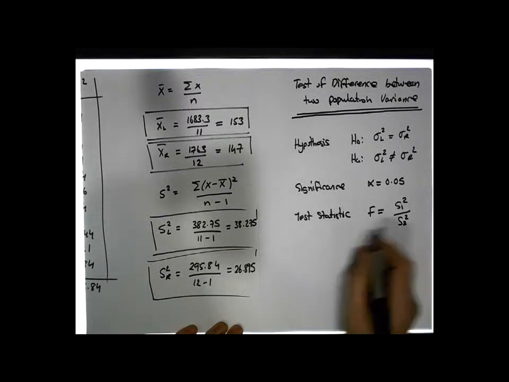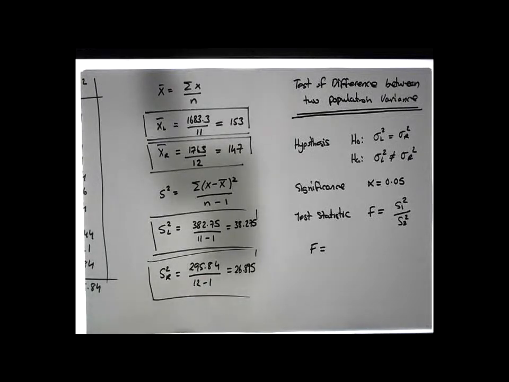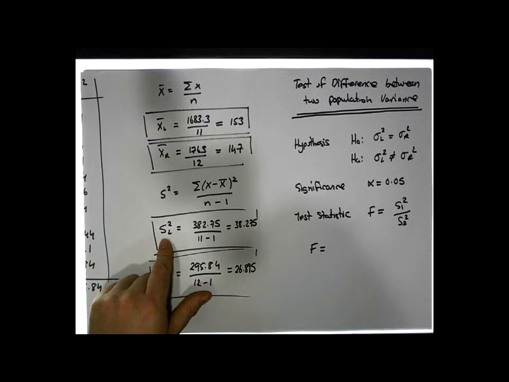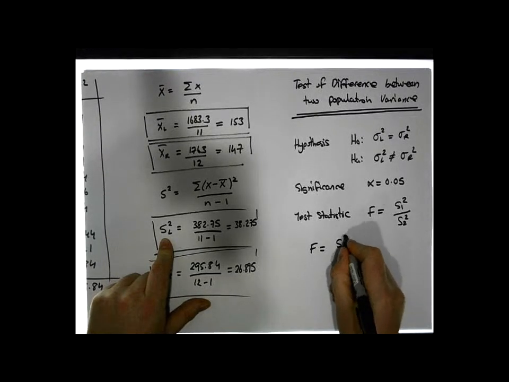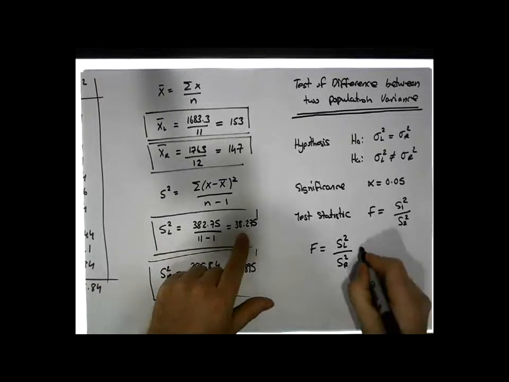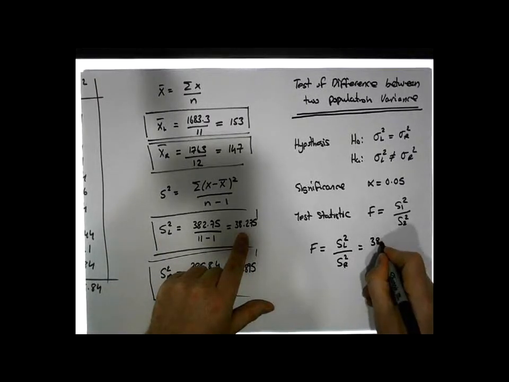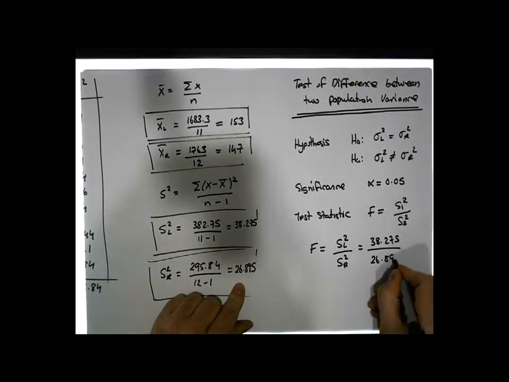So putting in the largest variance, we're going to say my F is now equal to the larger variance, which is S_L squared. So it's the left-handers' variance divided by the right-handers' variance. So it's equal to 38.275 divided by 26.895, which gives us a magnitude of the difference between them.